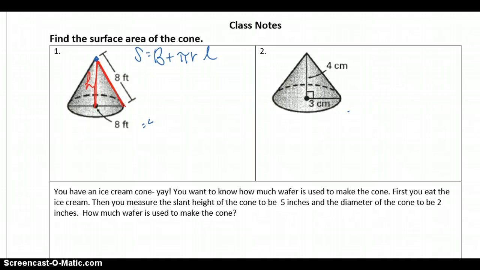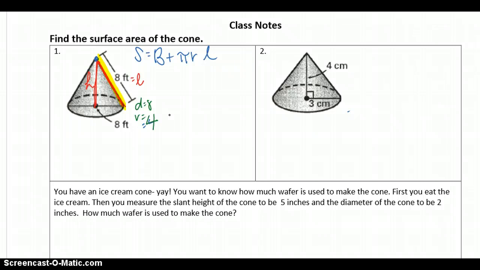Do we have our slant height in the picture? Yes we do. The slant height is the one going from the vertex to the edge. So our slant height, L, is equal to 8 feet. What is the radius of the circle of the base? 4. Why is it 4 and not 8? Because 8 is the diameter. So if the diameter is equal to 8, then the radius must be equal to 4.